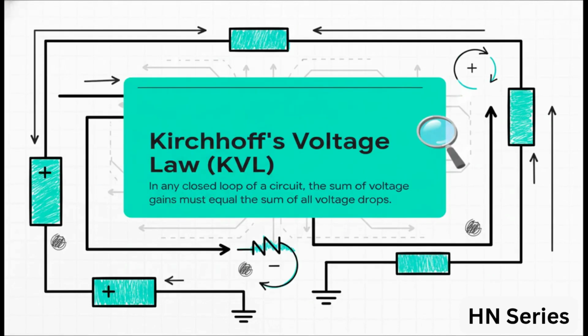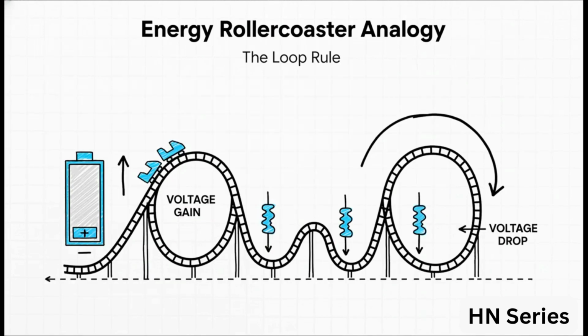Okay, so our second master key is all about energy. It's called Kirchhoff's voltage law, or KVL. This one says that if you follow any complete circle or loop in a circuit, all the voltage boosts you get from things like batteries have to be perfectly canceled out by all the voltage drops you get from things like resistors. We call this the loop rule, and it's just a beautiful way of looking at the conservation of energy.